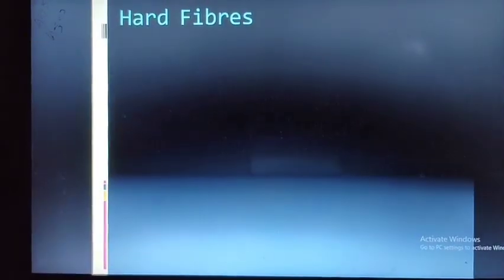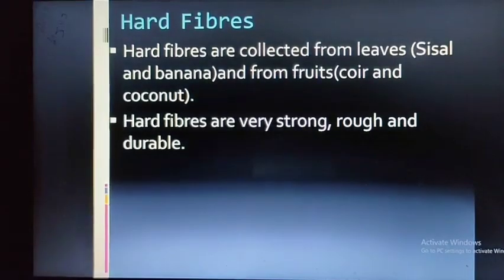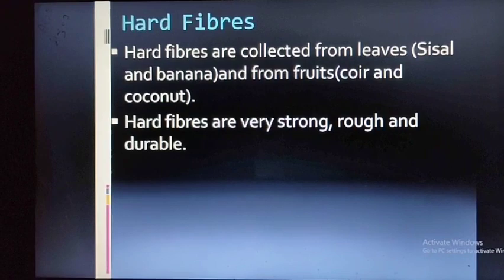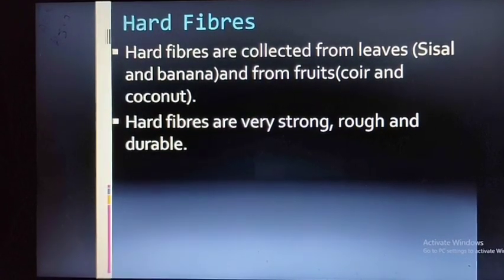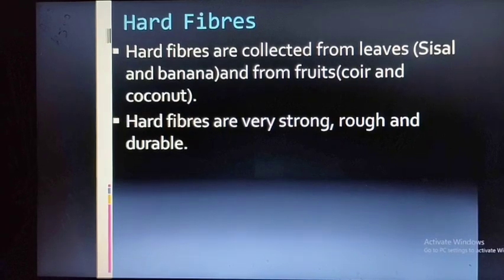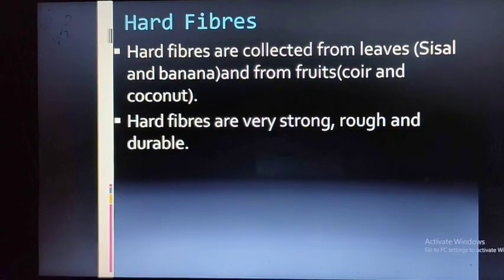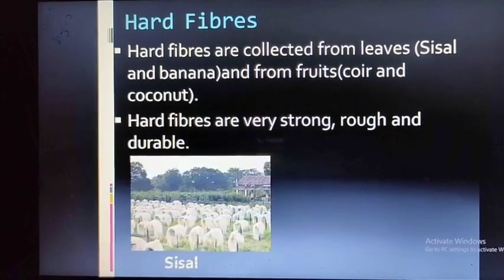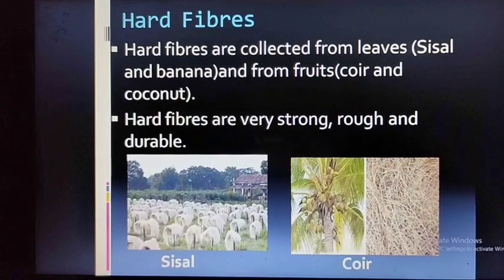The third type of fiber is hard fiber. These fibers are collected from leaves, example sisal and banana, and from fruits, coir and coconut. Hard fibers are very strong, rough and durable. Examples are sisal and coir.